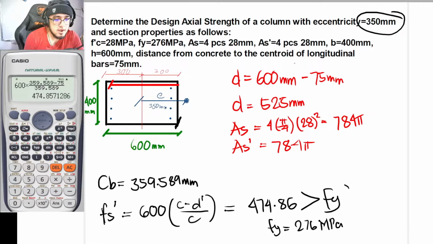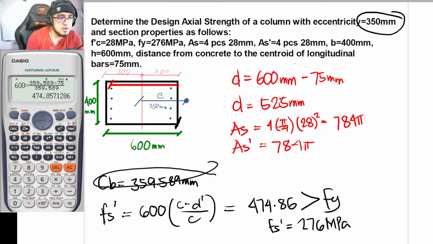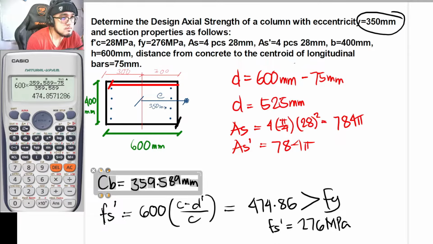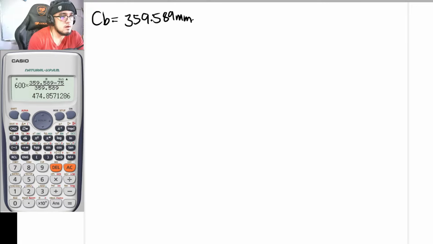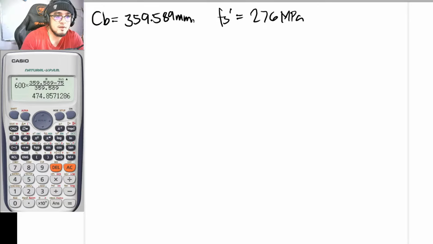Because once again, you cannot go beyond Fy. So there, our Fs prime is to be equal to 276 megapascal. Okay, so do not forget about this and this. So I will just be copying our CB here first. And our Fs prime is equal to 276 megapascal. And so we will now be solving for P and B, or the nominal axial strength.